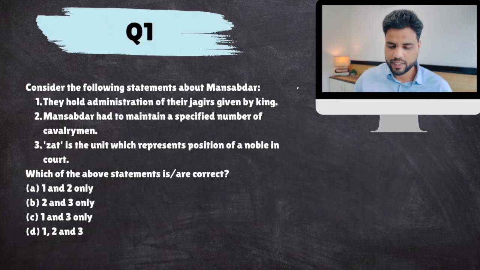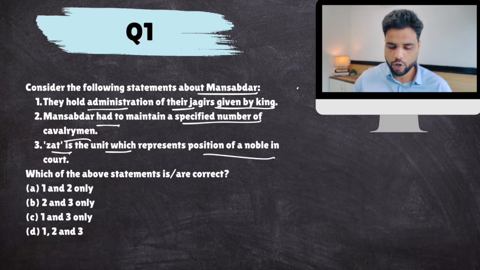Let's begin with question number 1. Consider the following statements about Mansabdars. They hold administration of their jagirs given by the king. Mansabdar had to maintain a specified number of cavalrymen. Zat is the unit which represents the position of a noble in court. Now look, there were very high level positions within the Mughal administration, like the ministers, and those positions were that of Mansabdars.